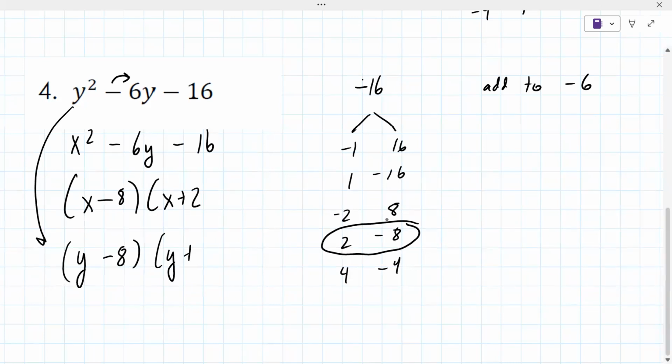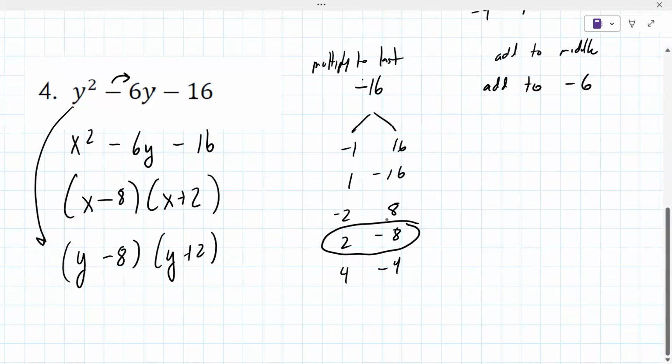So then y minus 2. Got it. So the sign of the middle number coefficient, you keep that, multiply the last, then add it to the middle. And in this case, it would be x minus 8, x plus 2. Okay, is that clear? Yeah.